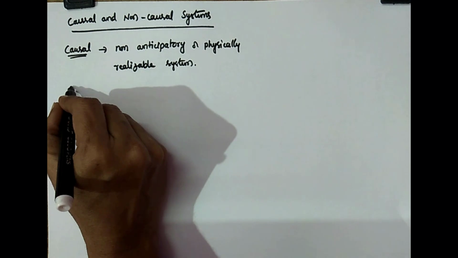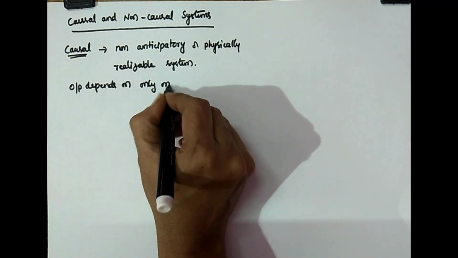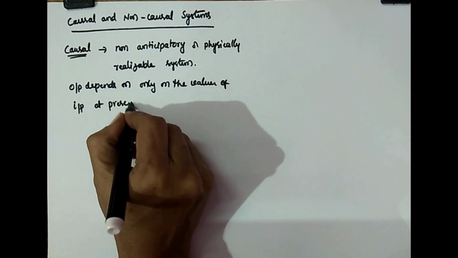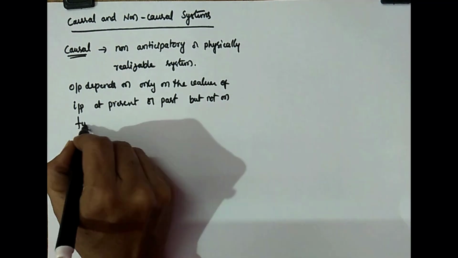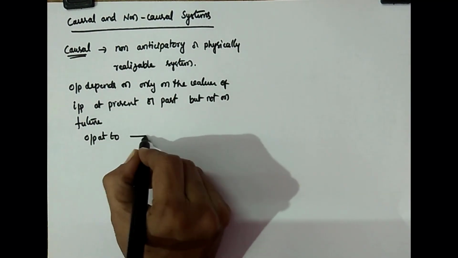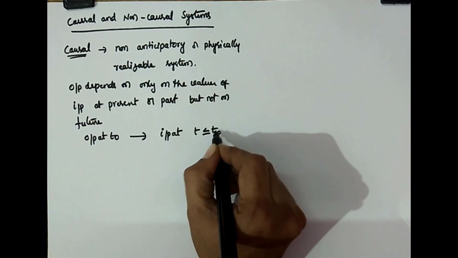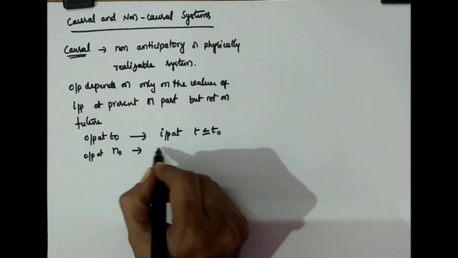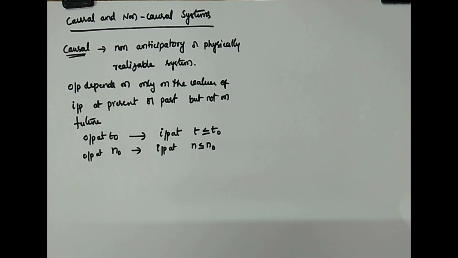In the causal system, the output depends only on the values of input at present or past, but not on future. This is the reason it is called non-anticipatory. Output at T0 depends on input at T less than or equal to T0. Equal to means present, less means past. Suppose discrete case, output at N0 depends on input at N less than or equal to N0. This type of system is called causal.